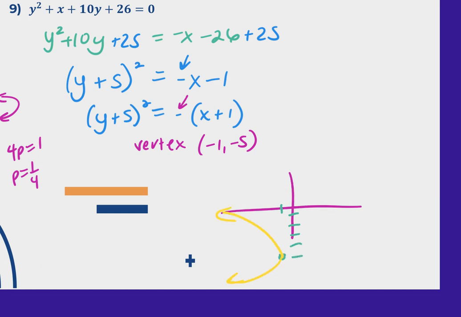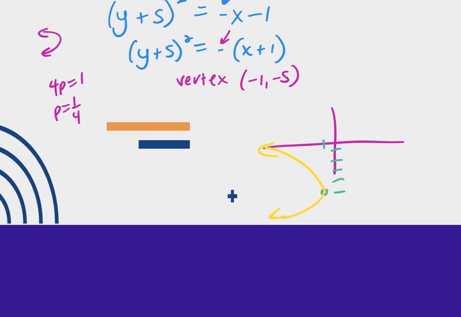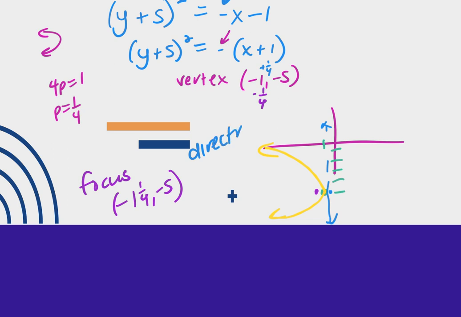Which means when I graph this, negative 1, then 1, 2, 3, 4, 5, negative 5, and I point it to the left. I would go left 1/4 to get the p, which means from that x, I'm subtracting the 1/4, and my focus would be (negative 1 and 1/4, negative 5). And then my directrix is 1/4 to the right of my vertex. So I'm going to take that negative 1 and add 1/4 to the vertex, and I get my directrix. It's a vertical line, so it's x equals, and negative 1 plus 1/4 would be negative 3/4.